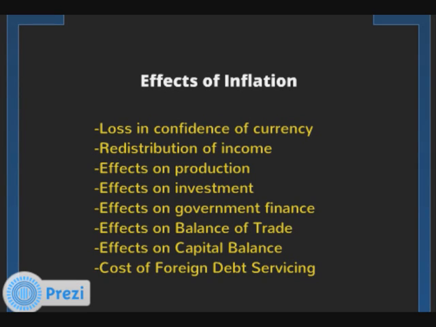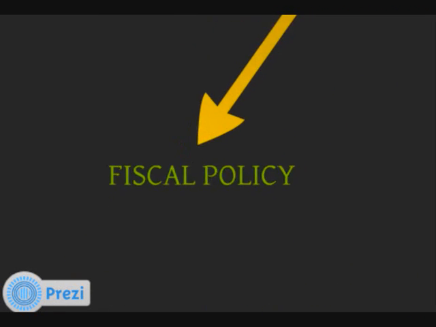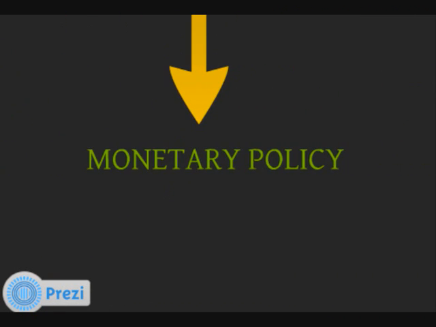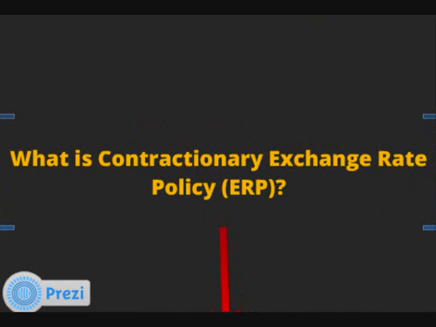As there is uncertainty in future profits, investors may withdraw their investment from a country and move them to another for better prospects. So what can the government do to solve this problem? The government can adopt various measures such as fiscal policy, monetary policy, or exchange rate policy, which is going to be discussed.